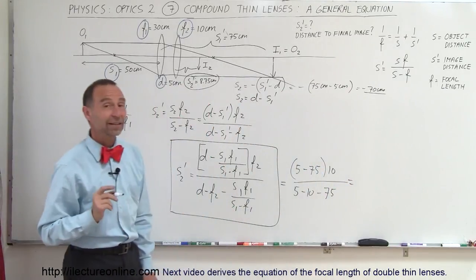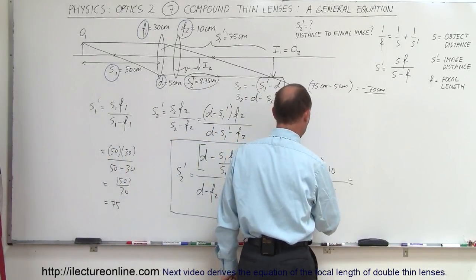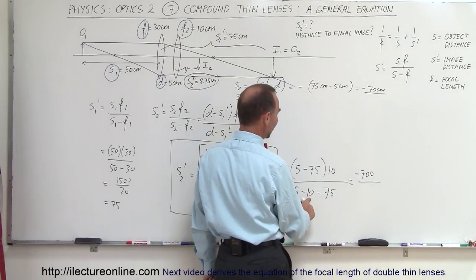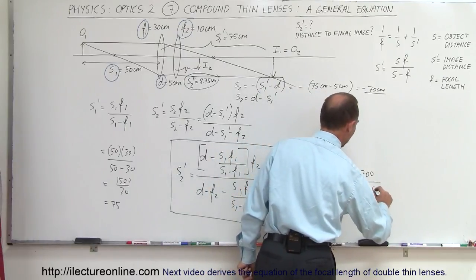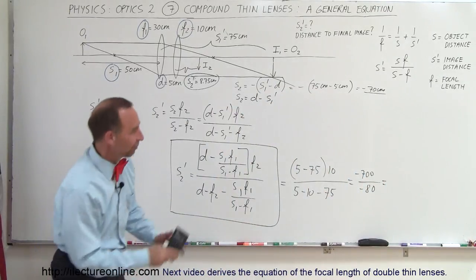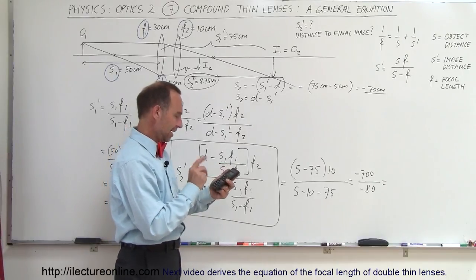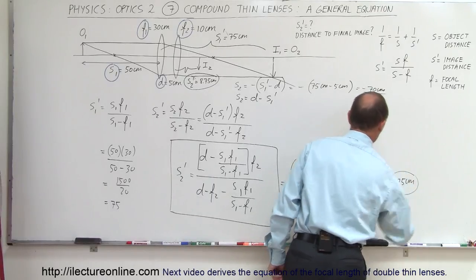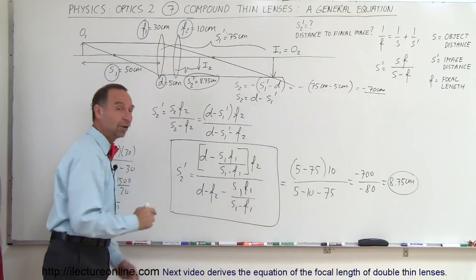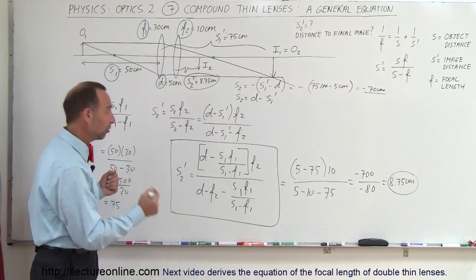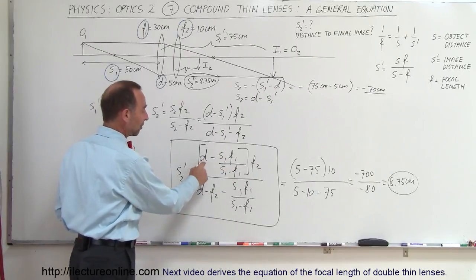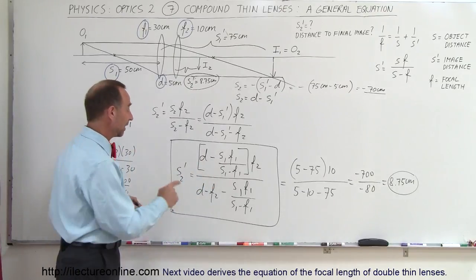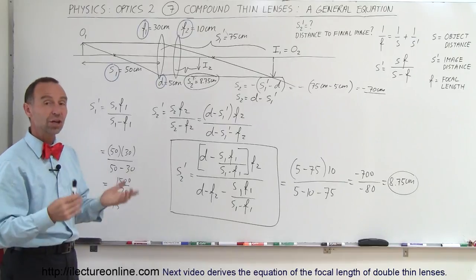All right, simplifying this, see what we get. We get 5 minus 75, that's minus 70 times 10, which is minus 700, divided by 5 minus 10, that is minus 5, minus 75 is minus 80, and it looks like that's the same numbers I got before. Let's see, 700 divided by 80, and sure enough, that's 8.75 centimeters. So what we have now is the general equation to find the image caused by two lenses. We have the focal length of both lenses, we have the distance between the lenses, and the distance between the object and the first lens. And that allows us to find the image of the second lens in a general way.